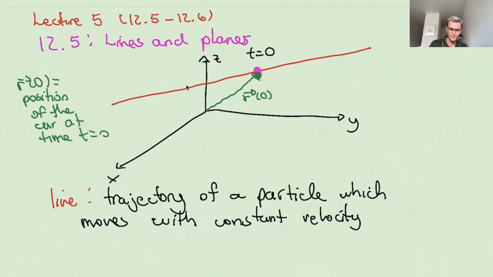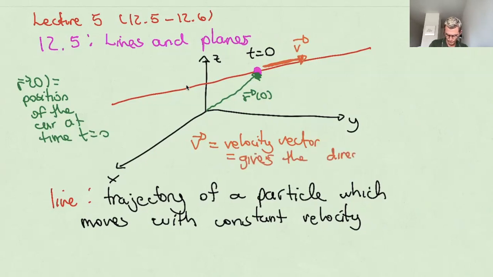And then the car, as I said, is moving with some velocity. So there's some velocity vector for the car, which is supposed to be pointing in the same direction as the line, right? So this is v, which you think of as a velocity vector. And this is a vector that's giving you the direction of the line.